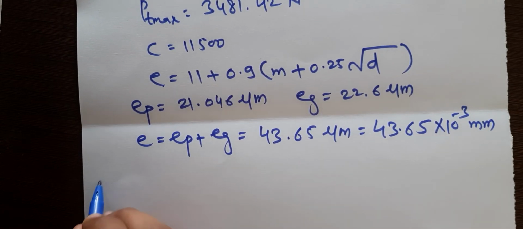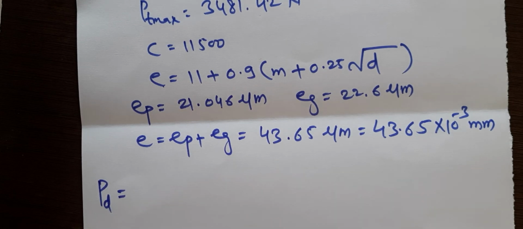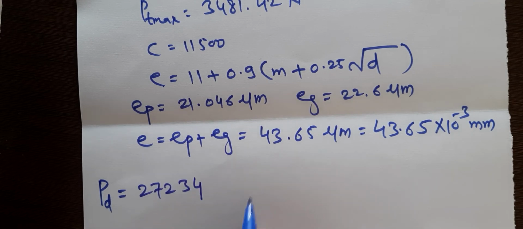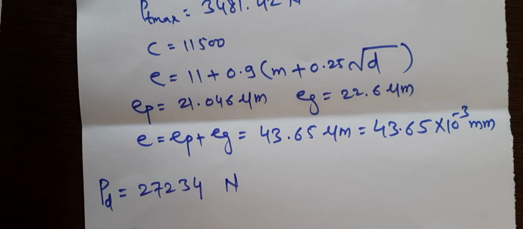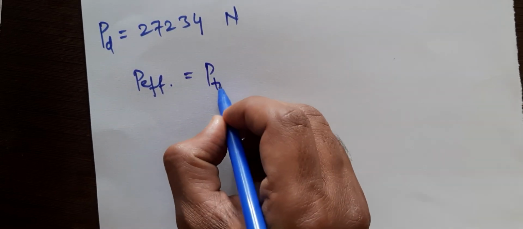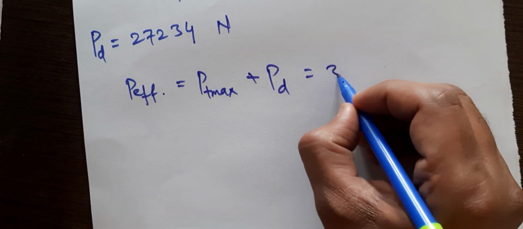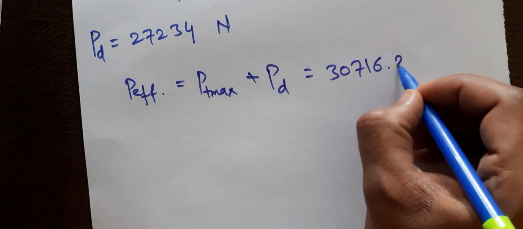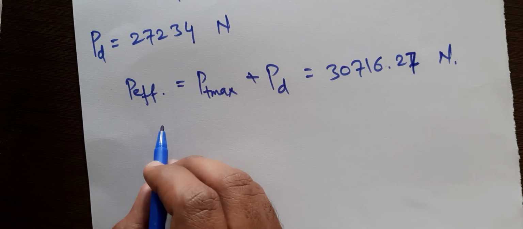Then after calculating all these values, we have to put them in the formula of PD. After substituting all these values in the formula of PD, I am directly writing the value of PD, 27234 Newton. Then after getting PD, now your P effective. P effective is equal to PT max plus PD. So it is 30716.27 Newton.